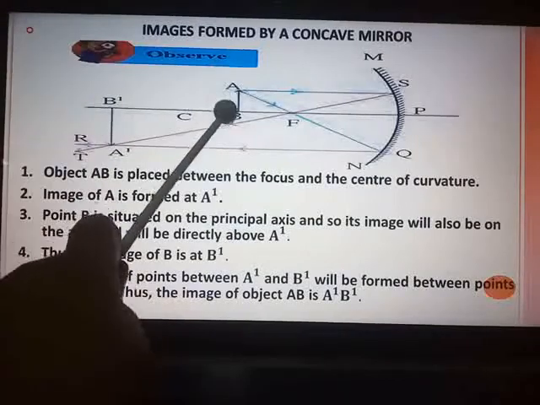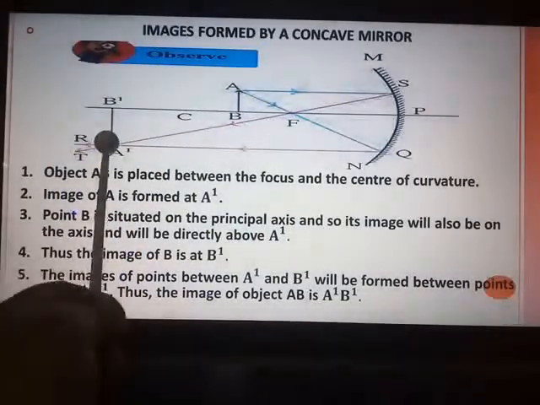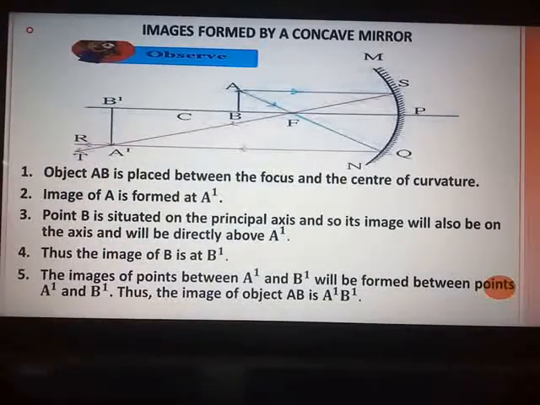The image is formed beyond the center of curvature, and this image is larger than the object and inverted. See, A is over here, A has come down, so the image is inverted. You can see its length, it is larger than the object. As the reflected rays actually cross each other, the image is a real image, and always remember, a real image can be obtained. It can be projected on a screen.